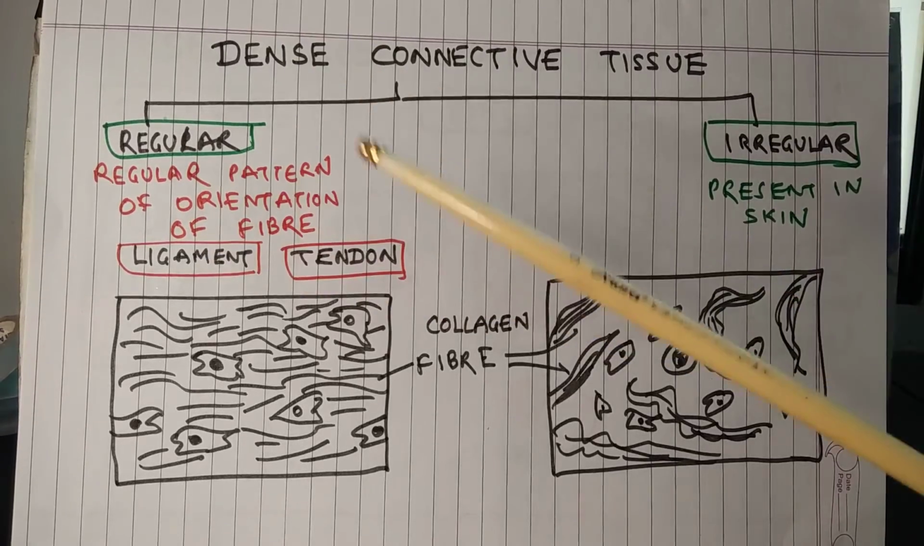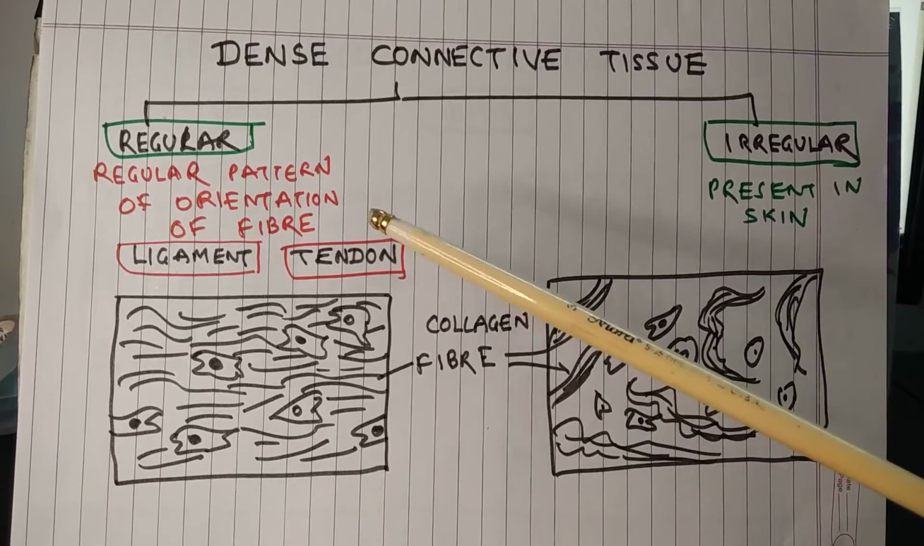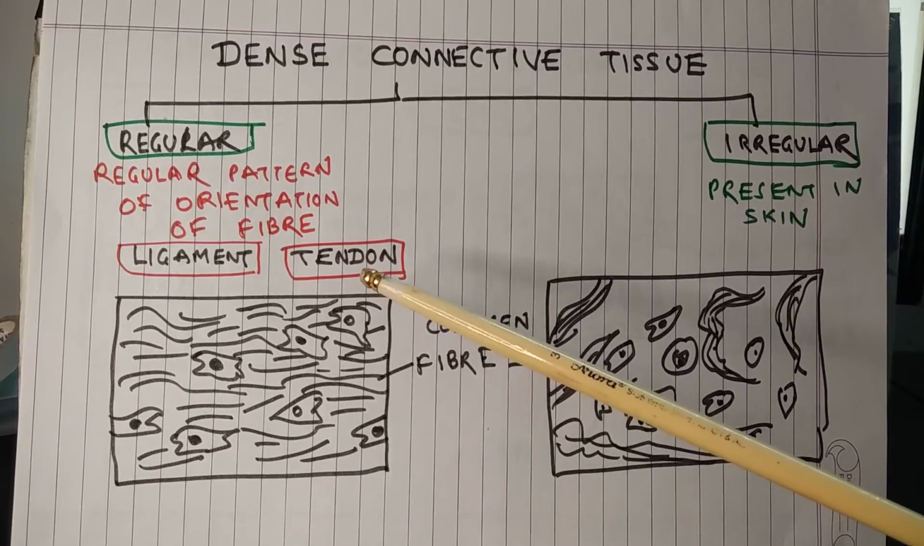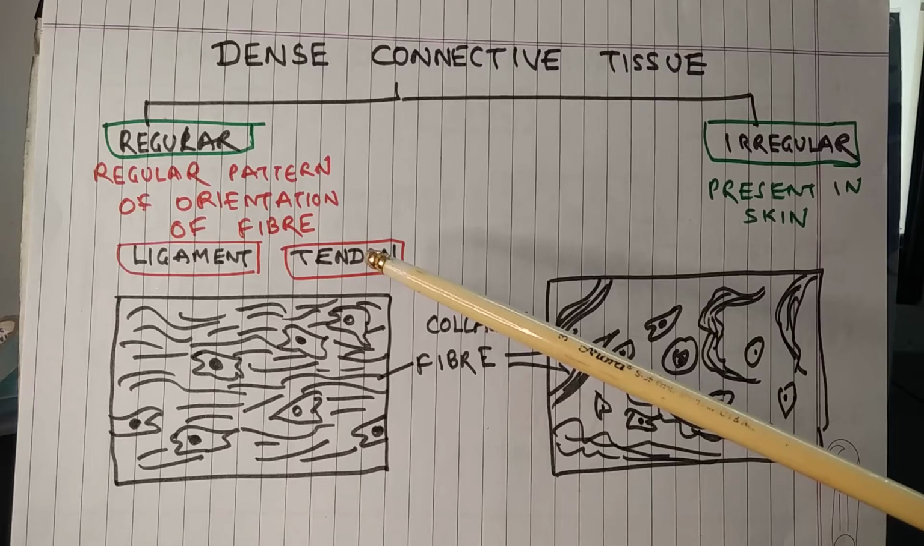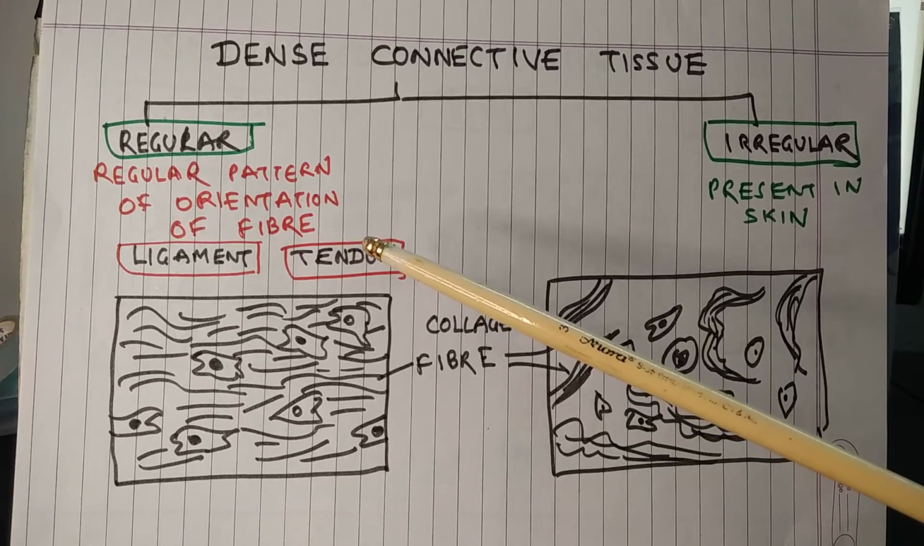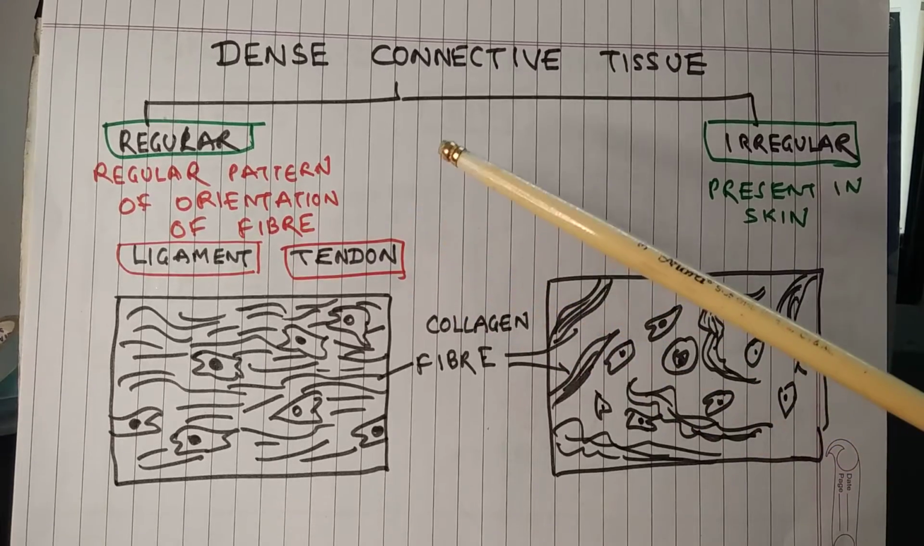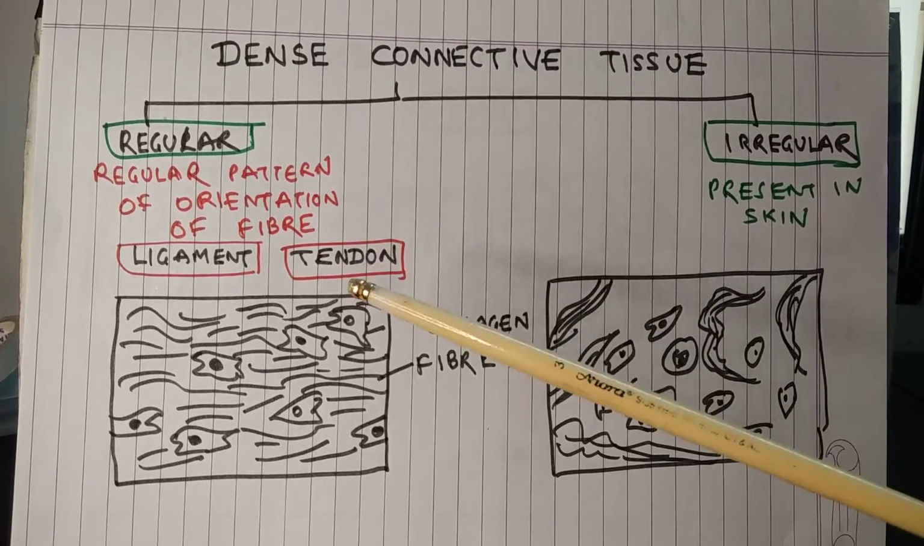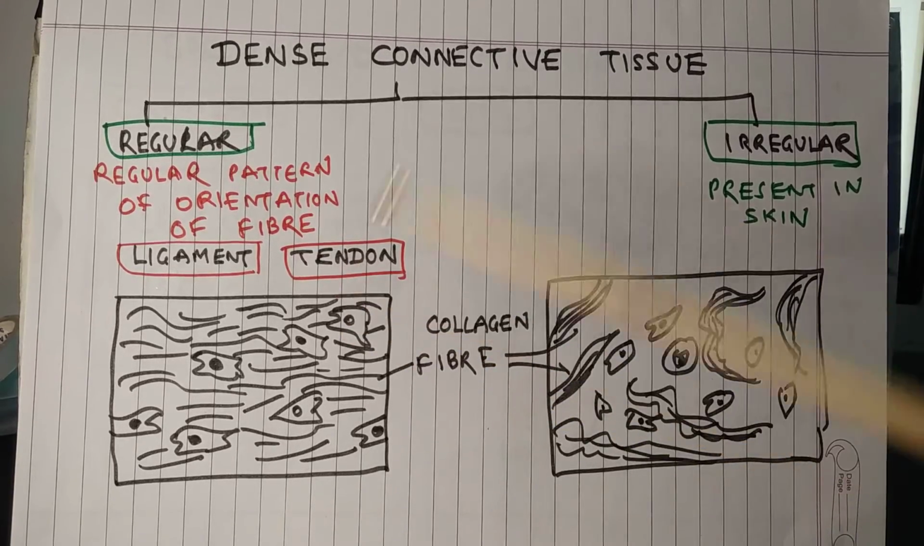A ligament connects a bone to another bone, and a tendon connects a bone to a muscle. Many of you may be finding it difficult to remember whether ligament connects a bone to a muscle or bone to a bone, and what tendon connects to what.